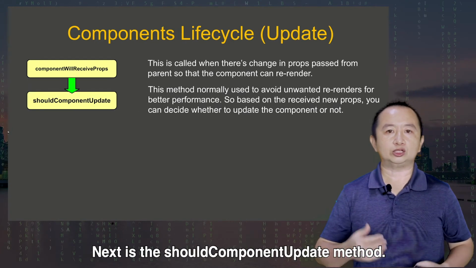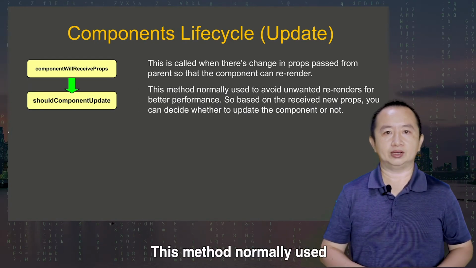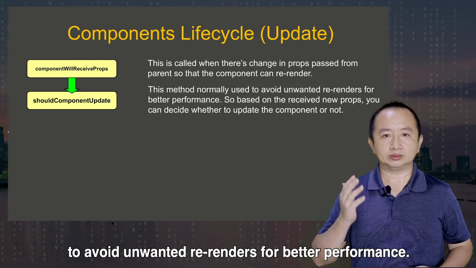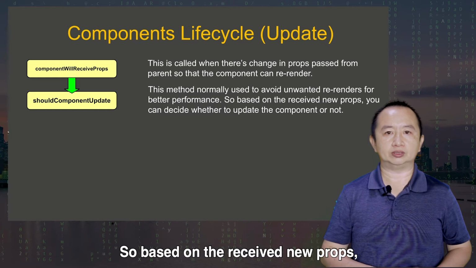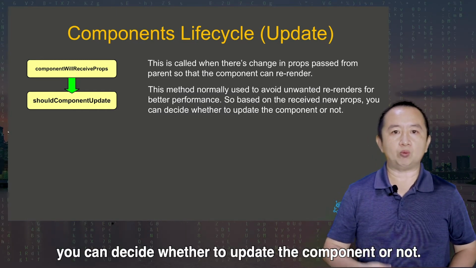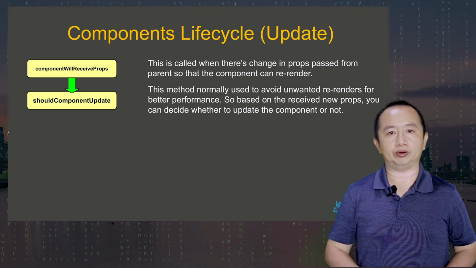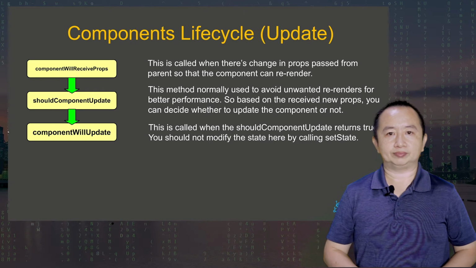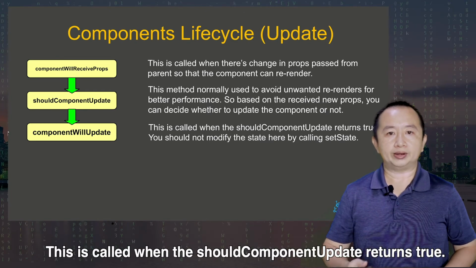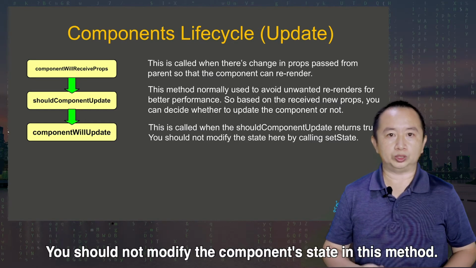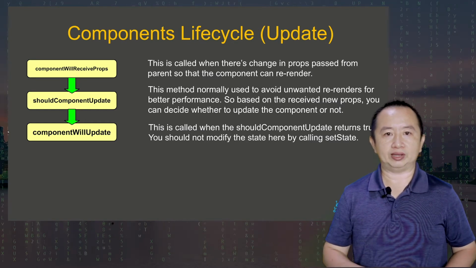Next is the should component update method. This method is normally used to avoid unwanted re-render for better performance. So, based on the received new props, you can decide whether to update the component or not. Followed by is the component will update method. This is called when the should component update returns true. You should not modify the component state in this method.